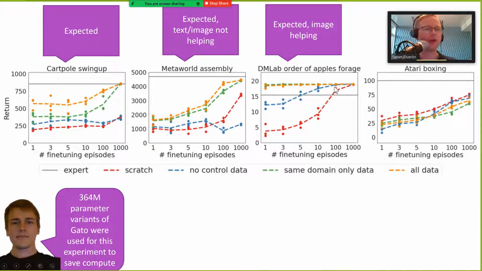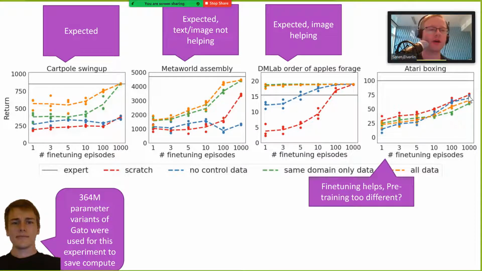And finally, for Atari, we see mixed results, I'd say. You could definitely argue that the red one, just from scratch, is just better. Atari is just so different from the others that fine-tuning on Atari helps, and doing pre-training on language and on control doesn't really matter, as far as I can tell. These lines are changing positions. It's not obvious what you can infer from this.